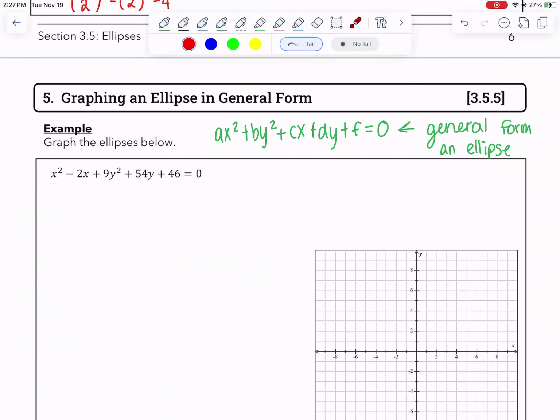Now, general form is useless for us, really, for an ellipse for graphing. We need it to be in standard form, which is x minus h quantity squared over a squared or b squared, depending on what you're doing. You know, it's that formula. When I wrote this, I realized I should have put the 9y squared up here because that's how Alex does it, but that's fine.